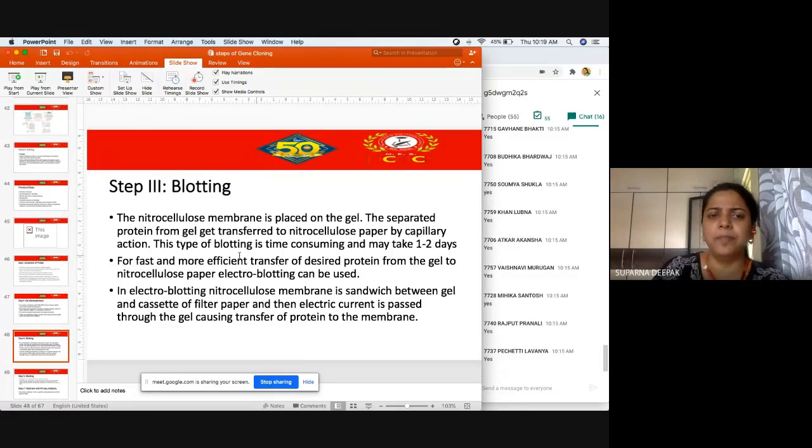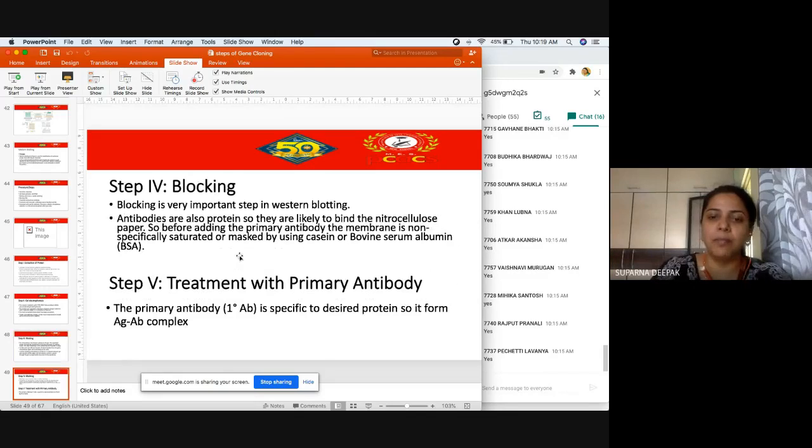Then you have the blotting method, which is similar to the Northern and Southern methods. A nitrocellulose membrane is placed on the gel. Separated proteins from the gel get transferred by capillary action. By capillary action alone, it may take 1 to 2 days. So to make it more efficient, we have electroblotters where electricity is used, so ionic transfer is also used. In electroblotting, the nitrocellulose membrane is sandwiched between the gel and a cassette of filter paper, and then electric current is passed through the gel, causing transfer of proteins to the membrane.